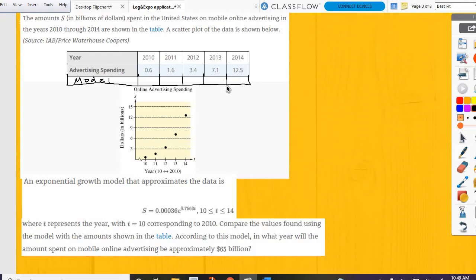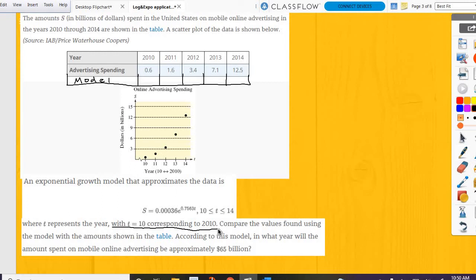Now, when I'm plugging in my time values, are we going to plug in 2010? No, what are we going to plug in? Basically, the last two, because notice that it says T equals 10 corresponds to 2010. And that's really common when we're looking at these application models, is that they're going to give you some sort of unit conversion. Because most of the time we don't want to plug in the entire amount, because it gives us rather large numbers.